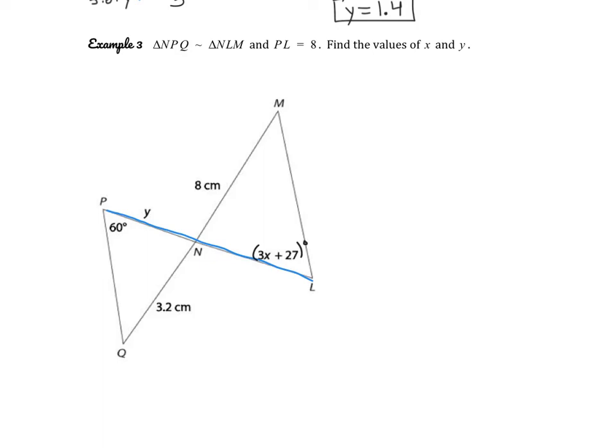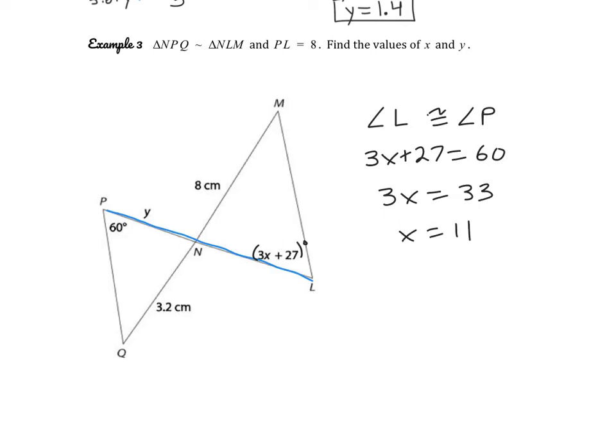So we know in similar triangles, corresponding angles are congruent. So angle L corresponds with angle P because they're both second listed. So they are congruent. So if we substitute, we get 3x plus 27 equals 60. Subtract 27 from each side and divide by 3.